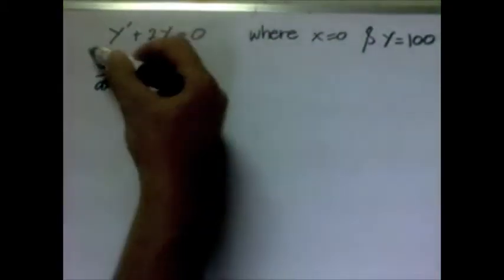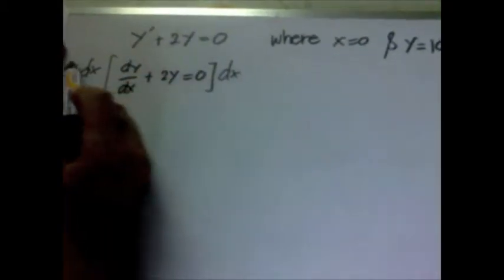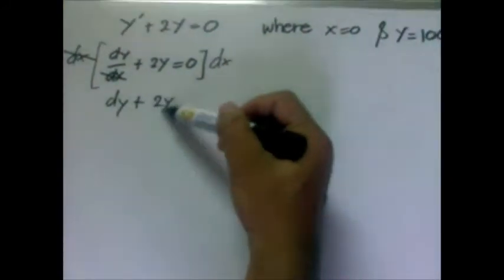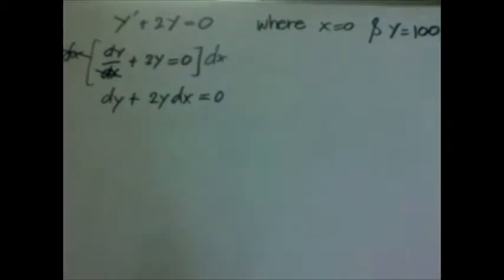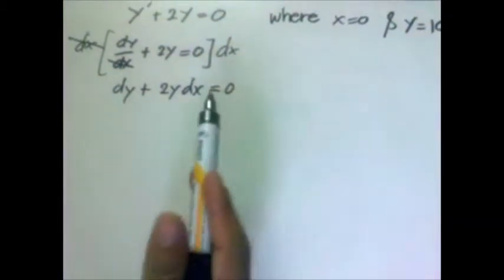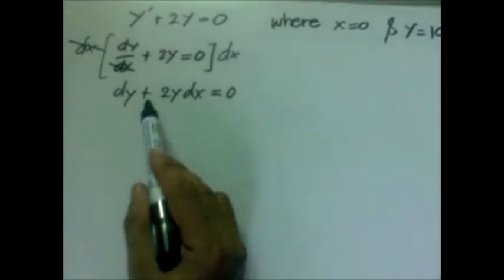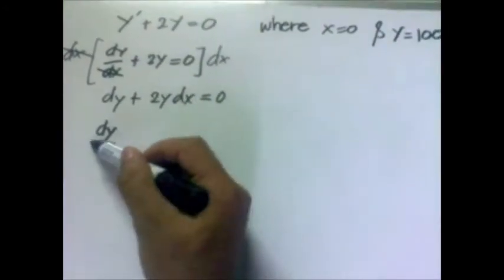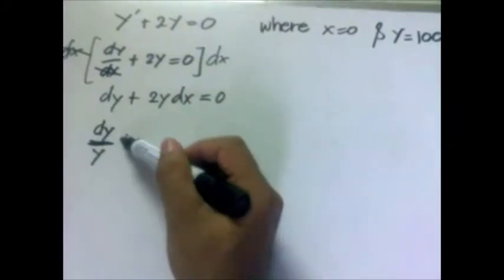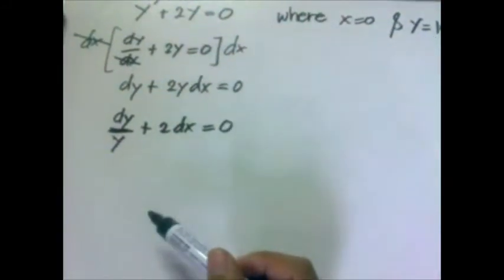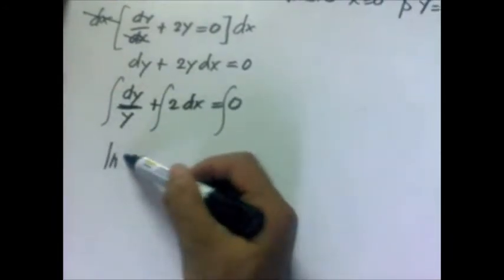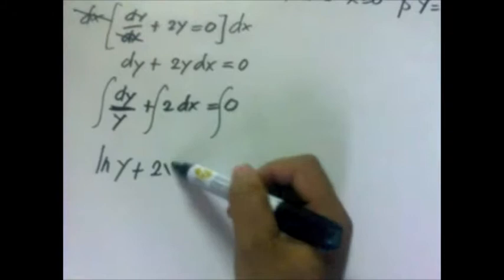After that, we multiply dx on both sides of the equation, so it becomes dy plus 2y dx equals 0. As I said, we are going to use variable separable, so we separate the same variables on each side. Since dy is here, we go with dy over y plus 2 dx equals 0. Then, as far as the method is concerned, we simply integrate all of the terms. So the integration of dy over y is ln y, plus the integration of 2 dx is 2x, equals c.